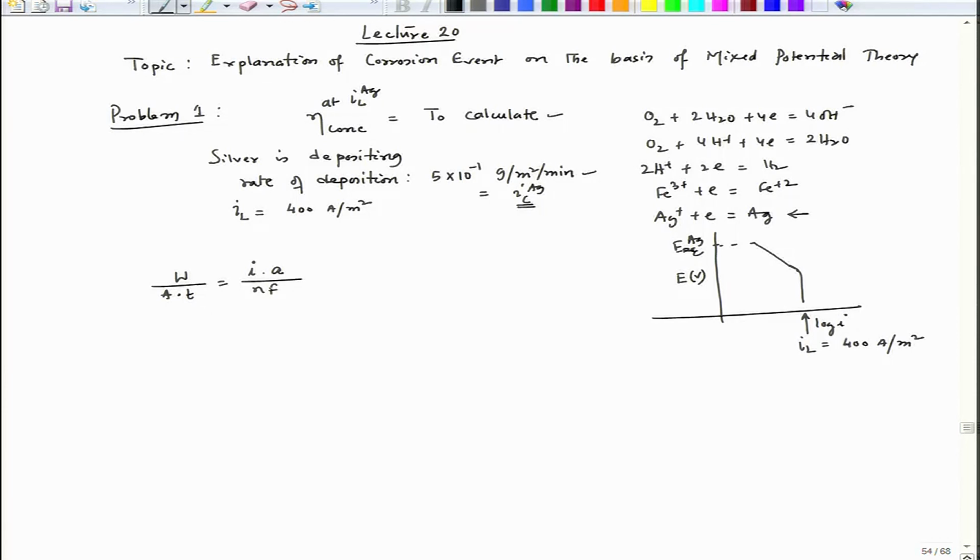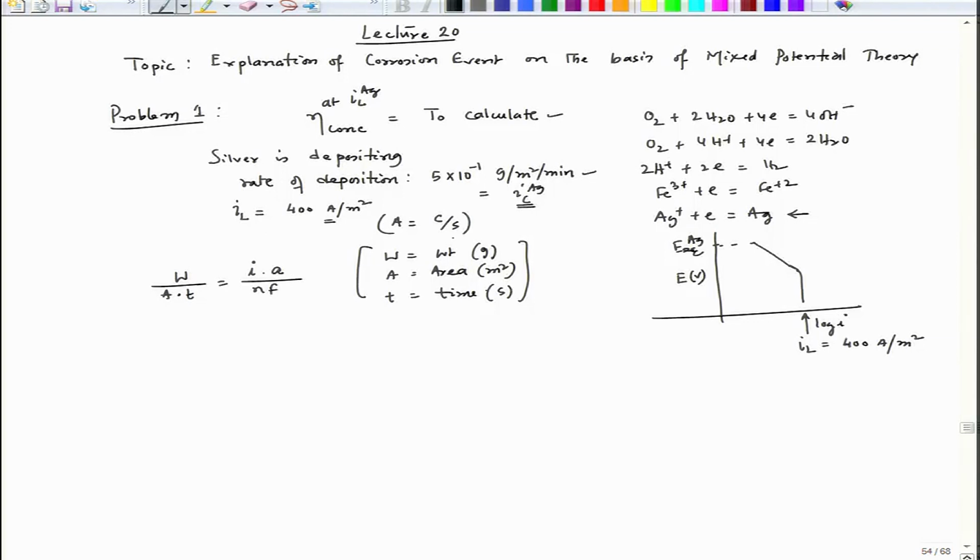In this equation, what are those values? W is equal to weight in gram, A is area in meter square, and T I can take as time, let us take it as second, because we have to convert this particular thing into the form of ampere, and 1 ampere is nothing but coulomb per second.